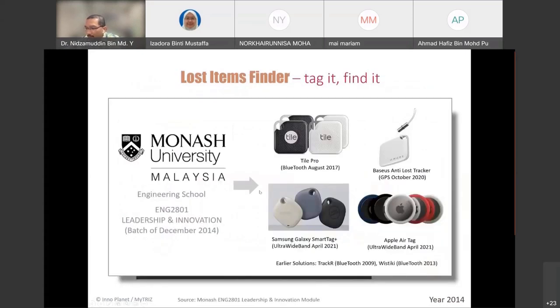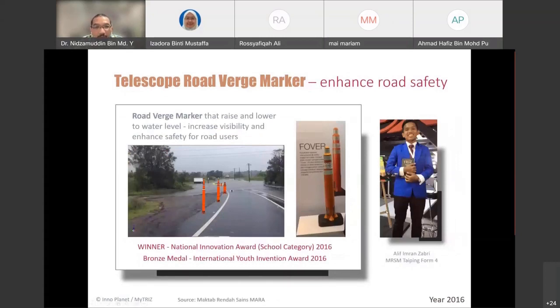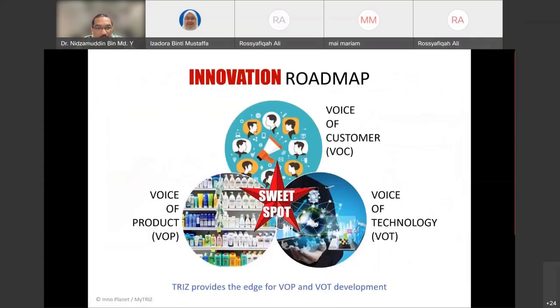And then in 2014, Monash University students came out with Tag It and Find It, lost item finders. The idea was developed by students in a workshop in 2014. And in 2017, we have Tile Pro, then we have anti-loss tracker. All these ideas came about several years after the workshop. Then we have a student from MRSN Taiping who came out with this road verge marker that raises and lowers to water level, increasing visibility and enhancing safety for road users. So basically, we have all these students coming out with product innovation ideas in a matter of attending a 2-day workshop. So this is how powerful TRIZ is.